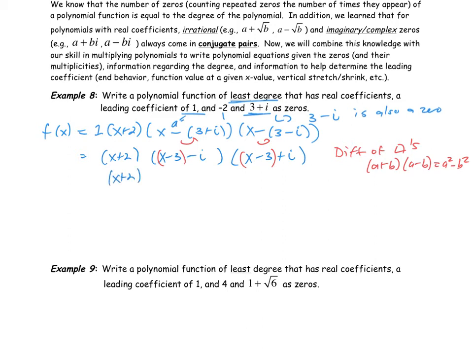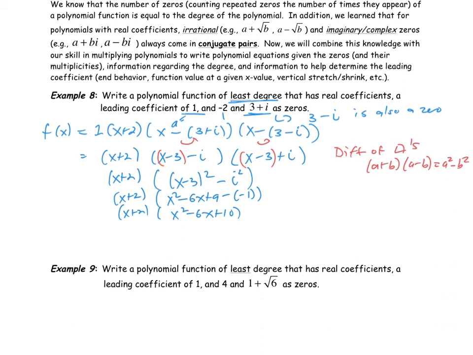So we'll have x plus 2. Because we have a difference of squares, x minus 3 minus i times x minus 3 plus i will be x minus 3 squared minus i squared. So we'll continue on. So x plus 2 times the quantity x minus 3 squared. Squaring a binomial, we get a perfect square trinomial. So it's x squared minus 6x plus 9. And remember that i squared is negative 1. So this is minus negative 1. So now we have x plus 2 times, I'm going to combine 9 minus negative 1. I'm going to write that as 10. So x squared minus 6x plus 10.